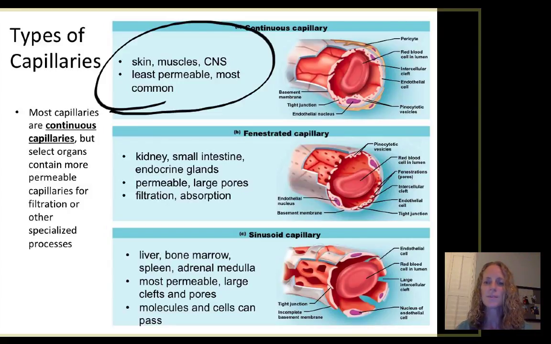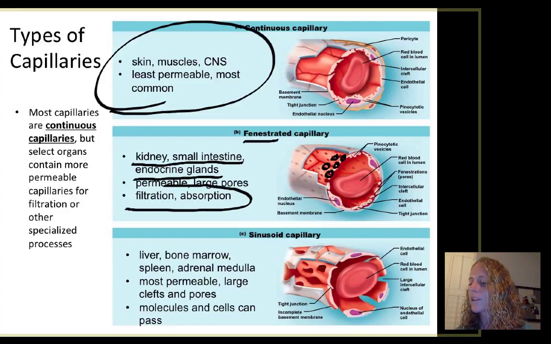Fenestrations are windows. So fenestrated capillaries have little window-like openings and are high permeability. We see these in the kidney, the small intestine, certain endocrine glands. These have large pores for filtration and absorption.